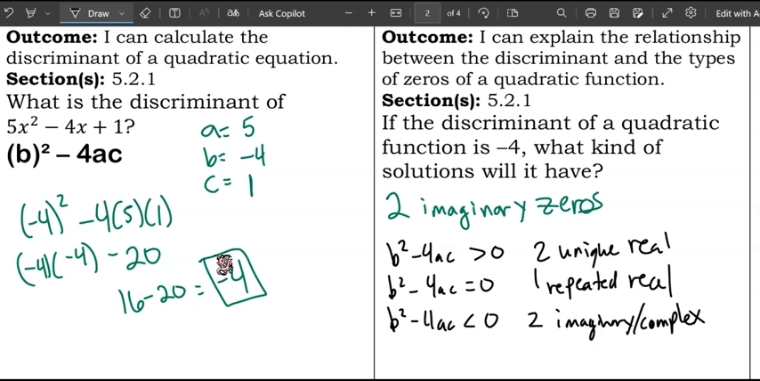Refer to these three from your pre-reading. If the discriminant is greater than 0, there are two unique real solutions. If the discriminant is equal to 0, you have one repeated real solution. And if the discriminant is less than 0, you have two complex imaginary solutions.